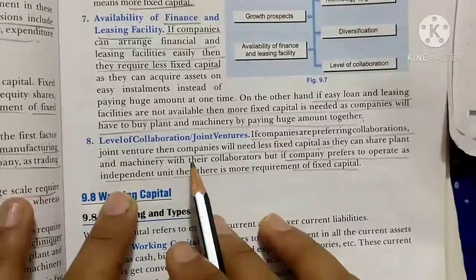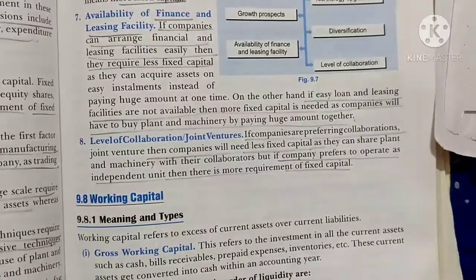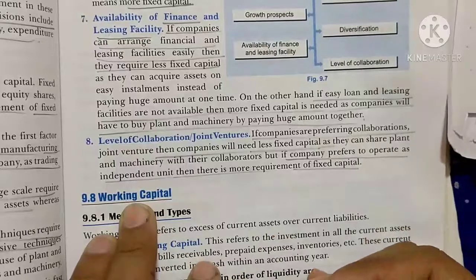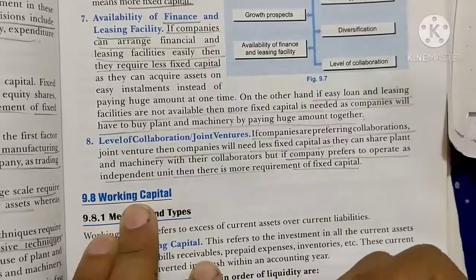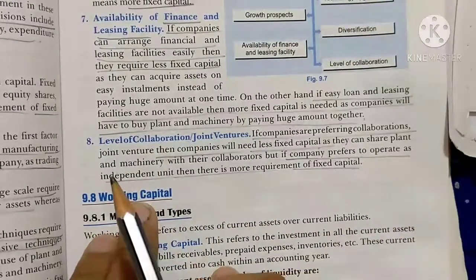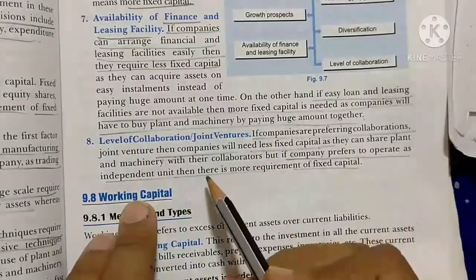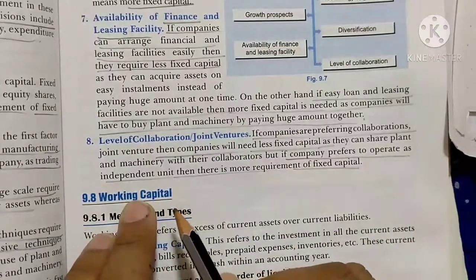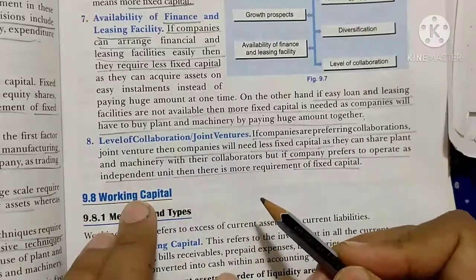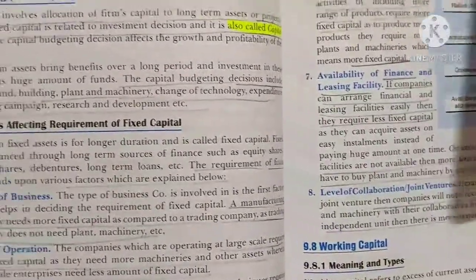Then comes level of collaboration or joint ventures. When two companies are joining hands, like right now Vodafone and Idea have collaborated with each other, they will use fewer machines, because when they work as independent entities, they have to use more machines. So fewer machines in the case of collaboration. Then they will take what? Less fixed capital. They will invest in less fixed capital. But if they are working independently, then they will do what? More investment, or they will need more. They need more what? Fixed capital. So these are the factors which are affecting fixed capital.